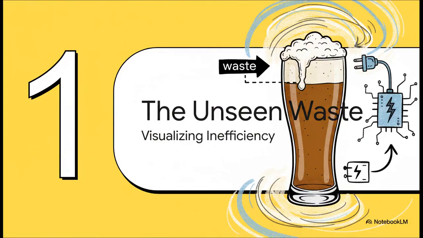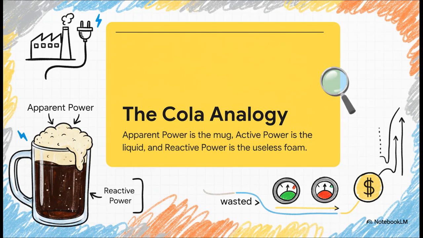So let's actually try to visualize this electrical waste. It sounds complicated, I know, but there's a really simple analogy that makes it all click. Okay, think about the electricity you're using like a big, frosty mug of cola. The part you actually want, the liquid cola itself, that's your active power. That's the good stuff that actually does the work, running your motors, lighting up your facility. But then you've got all that foam on top. That's reactive power. It does absolutely nothing useful, but it takes up a ton of space in the mug. The whole thing, the liquid and the foam, that's your apparent power. And that's what the utility company sees you're using.